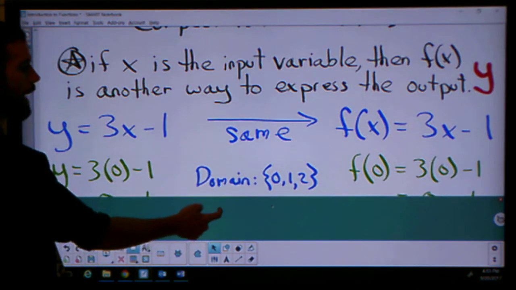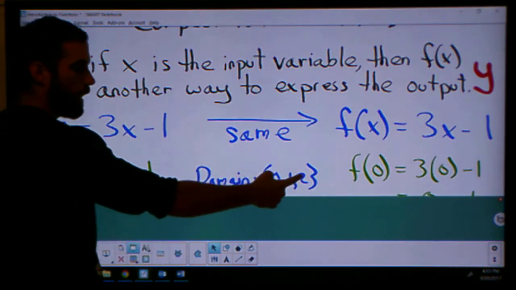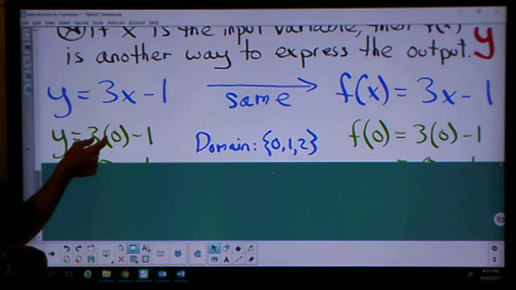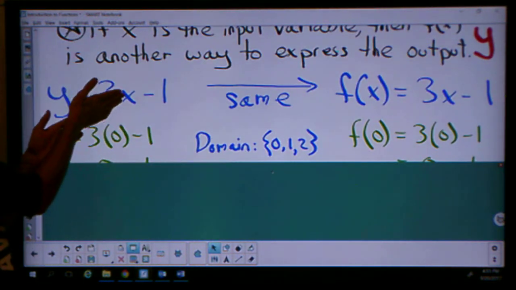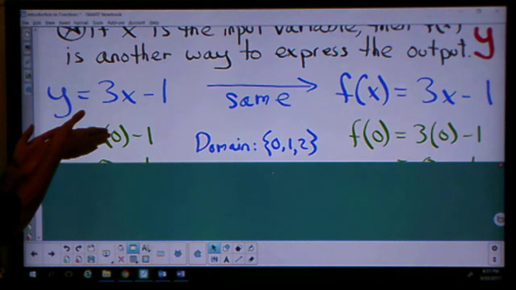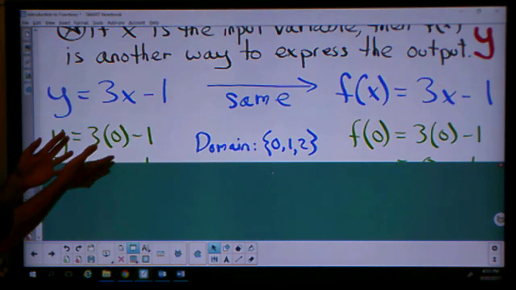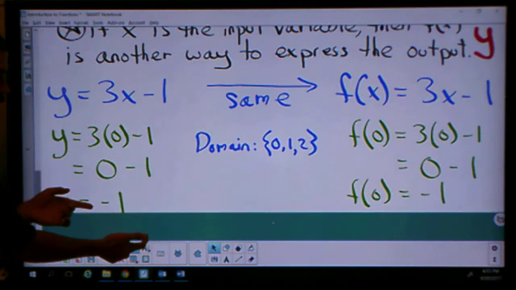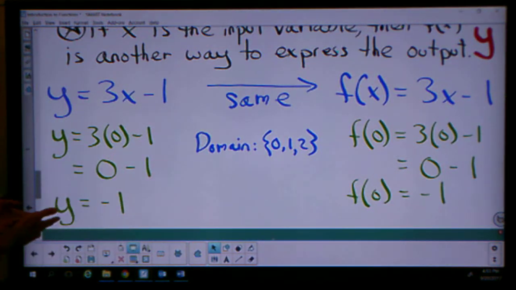Let's say we had a domain of 0, 1, and 2. Well, if you plug in 0 to this function by replacing x with 0, as you can see right here, and then you continue evaluating it, 3 times 0 is 0, 0 minus 1 is negative 1, you get a y value of negative 1.